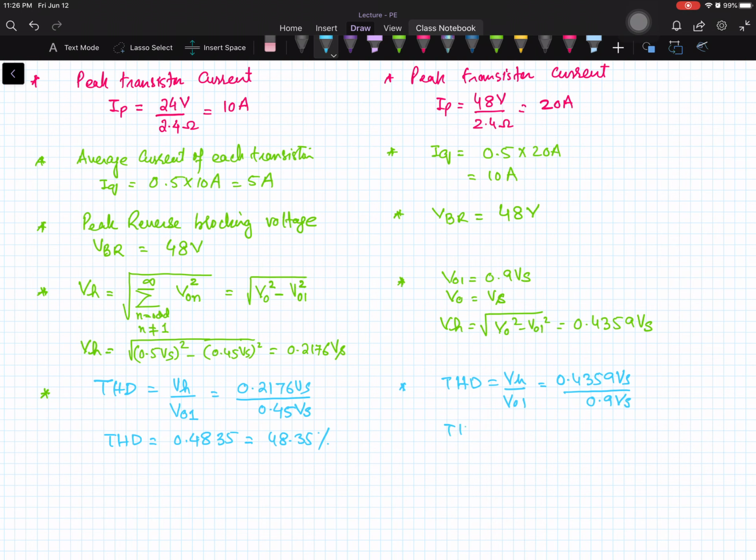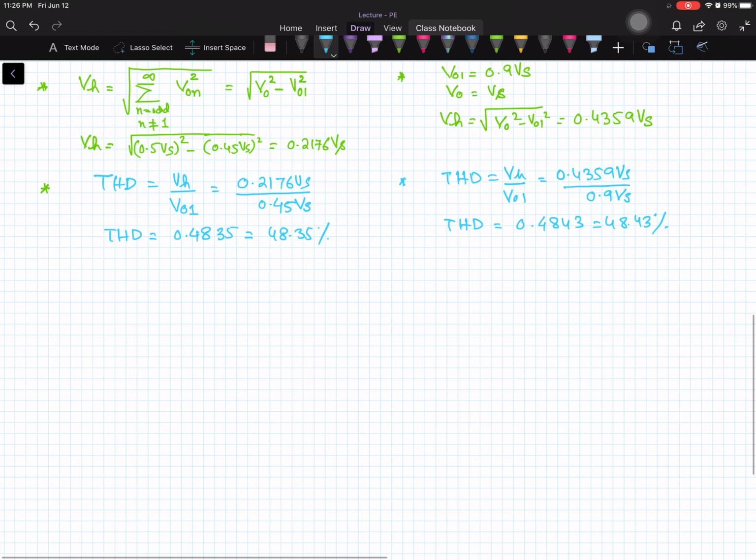So if you calculate that one, you will see that their THDs are nearly the same: 0.4843, that is 48.43%. So the THD in the voltage, either for a half bridge inverter or the full bridge inverter, is nearly the same. Okay, now let's calculate the distortion factor.